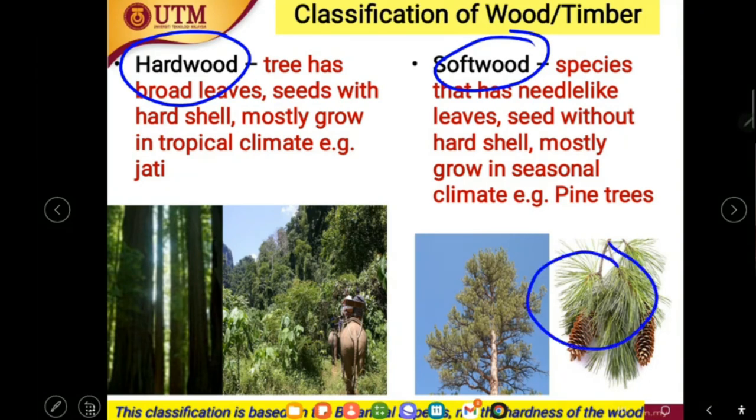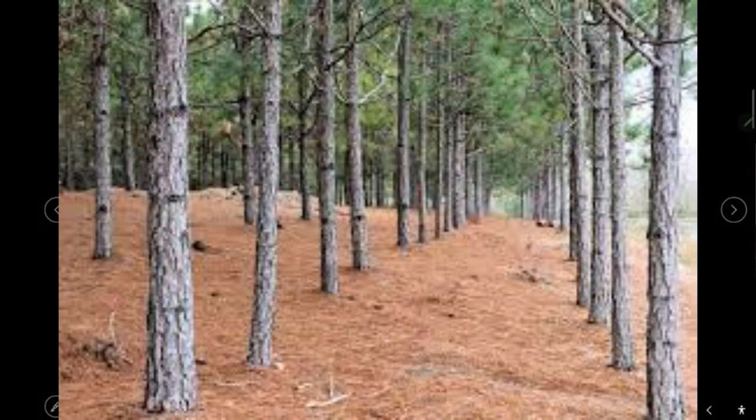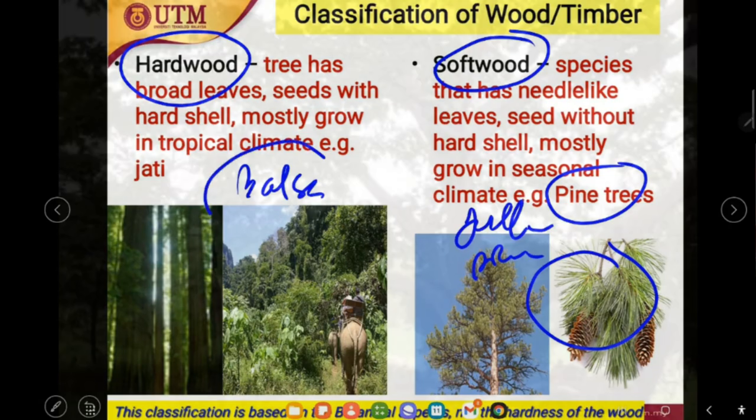Why I said the classification of hardwood and softwood has no direct relationship with the hardness of this material, that is because some of the softwood actually is harder, or stronger, compared to the hardwood. Take example like pine tree, or we call yellow pine, to be exact. Yellow pine. So yellow pine is a softwood, but it is stronger compared to balsa. Balsa is one type of the hardwood.